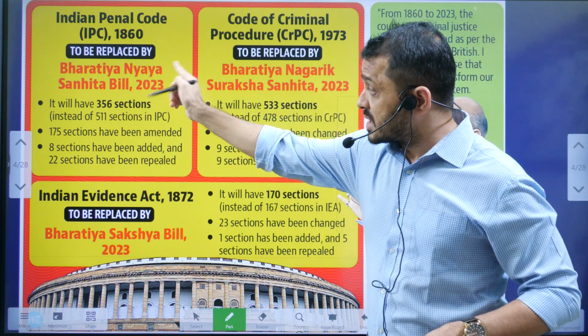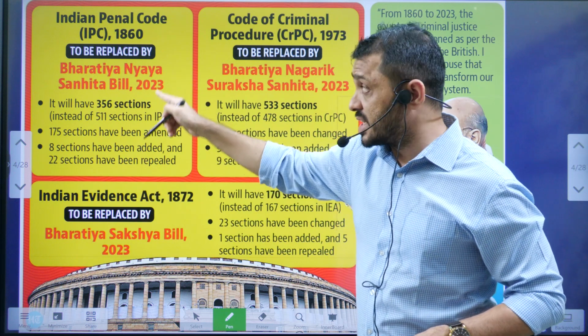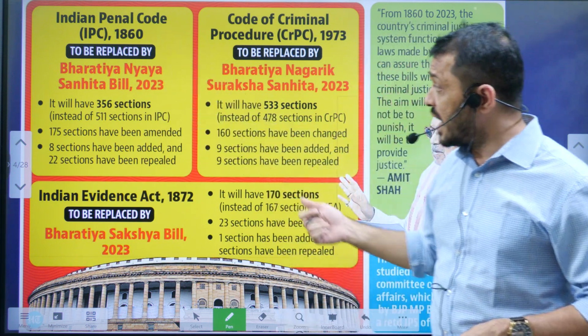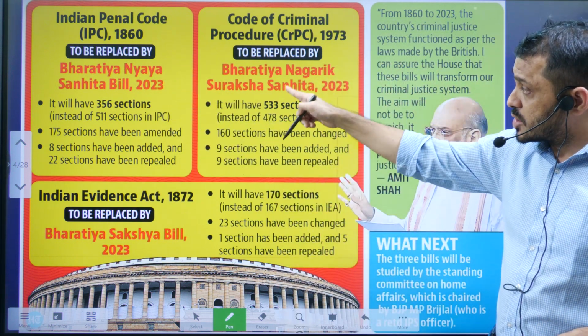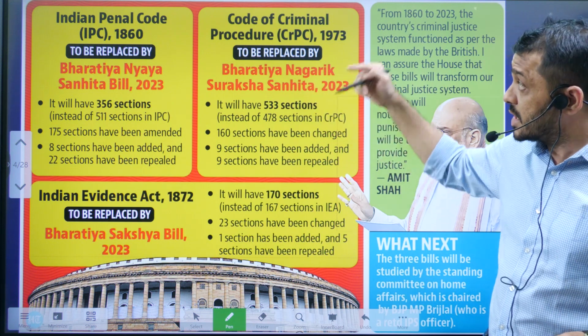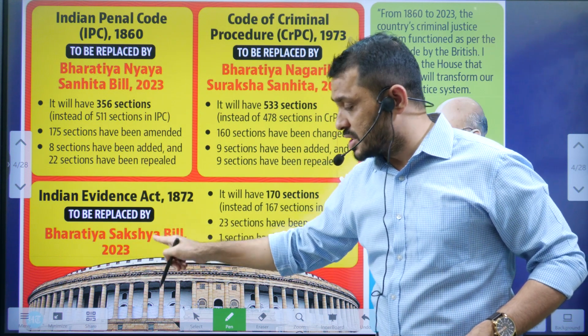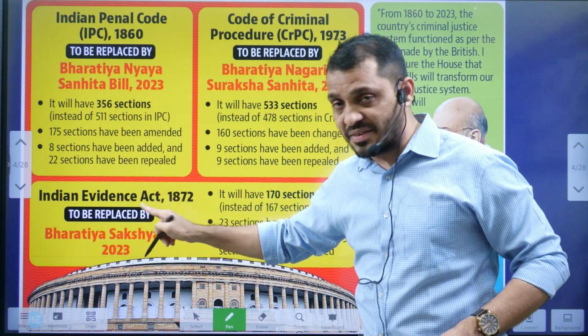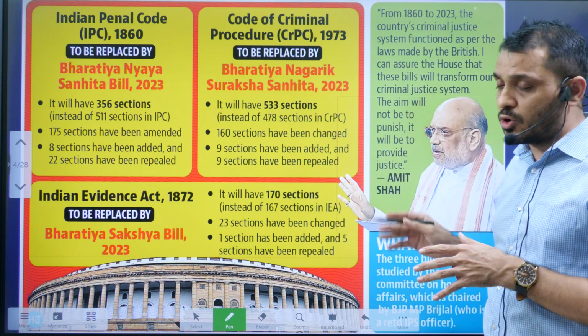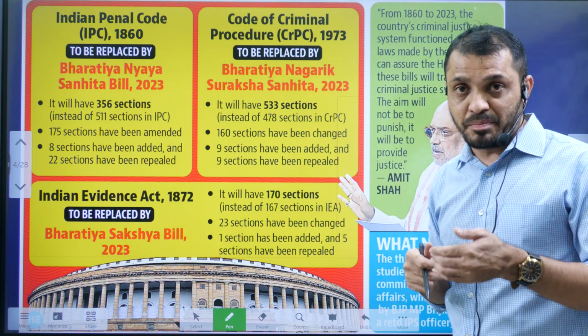They are the Bharatiya Nyaya Samhita Bill 2023 to replace the IPC, the Bharatiya Nagarik Suraksha Sanhita 2023 to replace CrPC, and the Bharatiya Saksha Bill 2023 to replace the Indian Evidence Act 1872. So we are going to discuss this development.